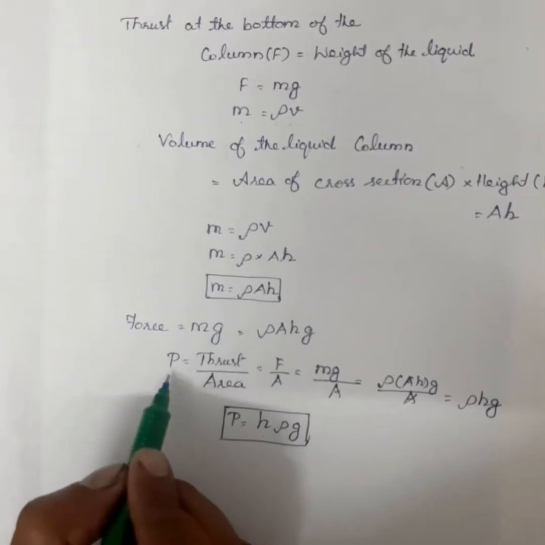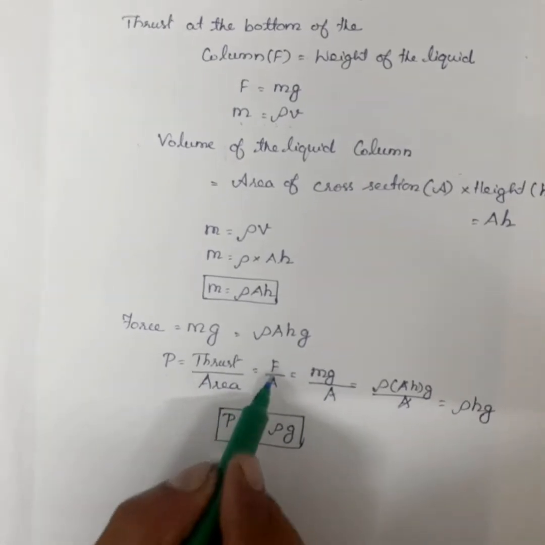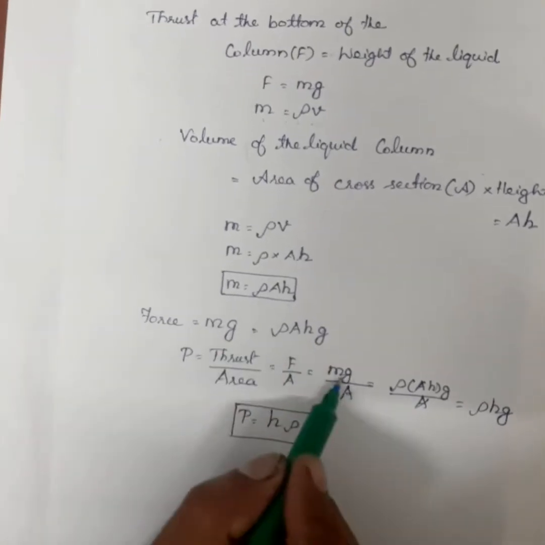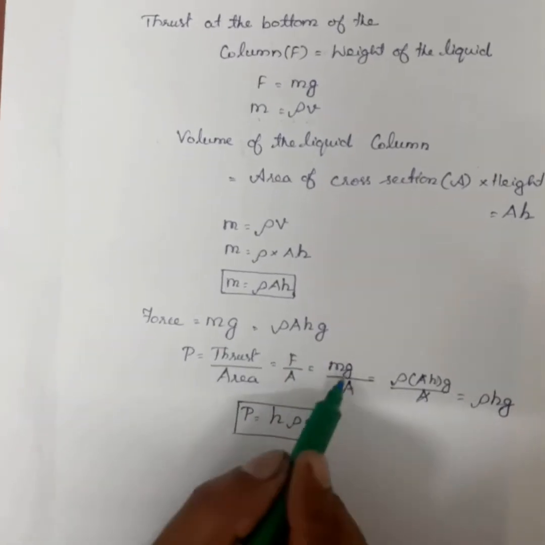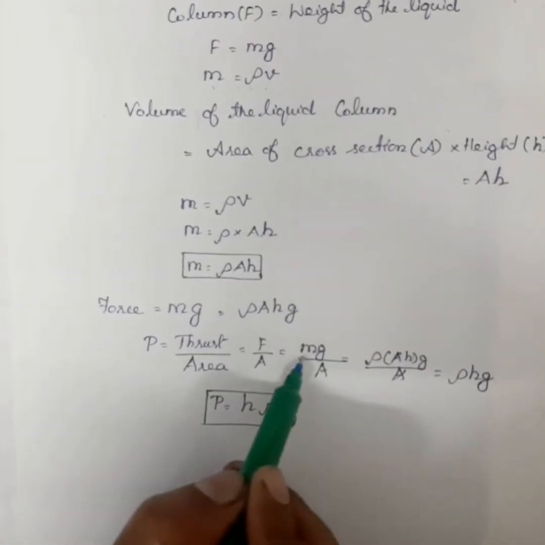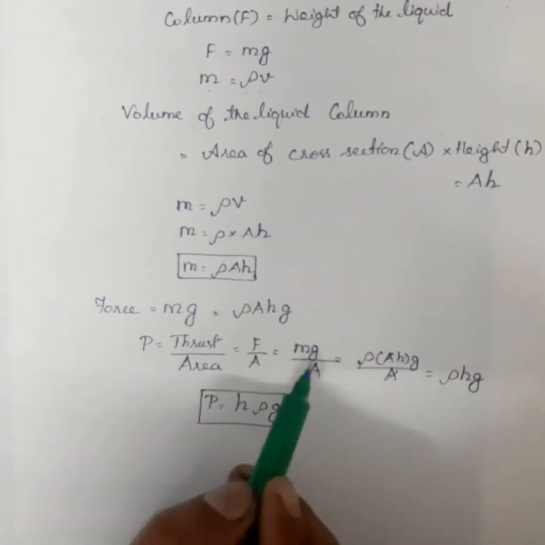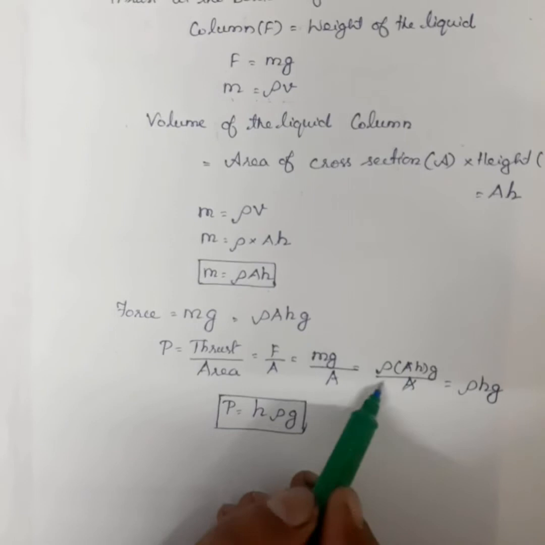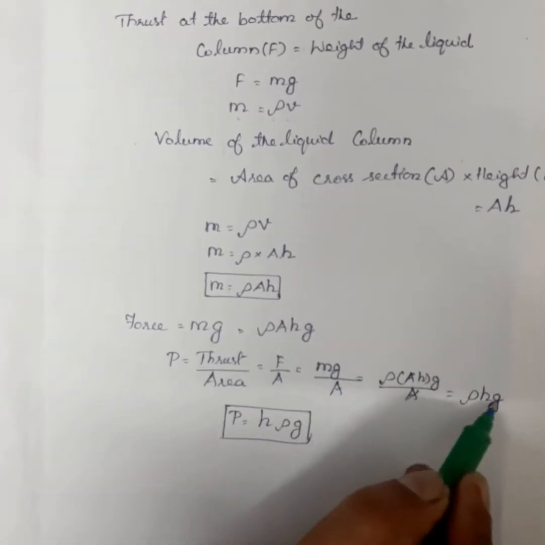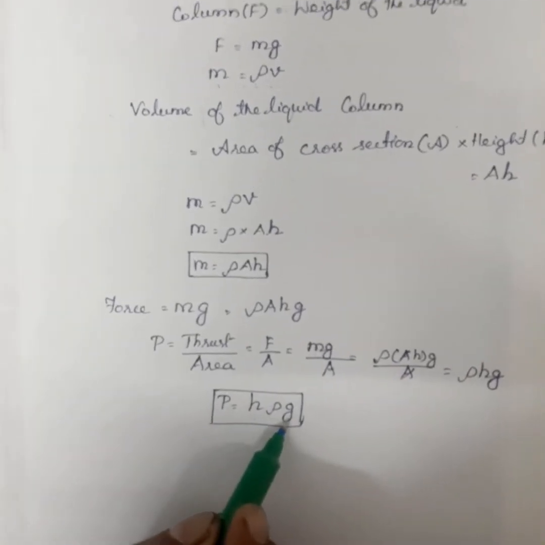So pressure P is equal to thrust by area, force by area. So P is equal to M into G divided by A. Now you substitute the value. M is equal to rho A height. Rho A height multiplied by G divided by A. Okay, A cancels. Rho height G. So P is equal to height rho G.